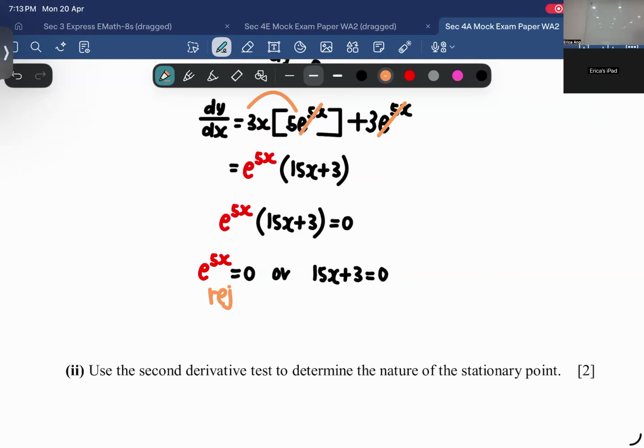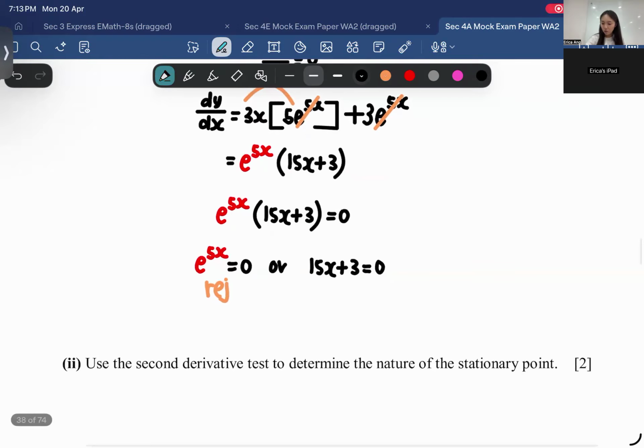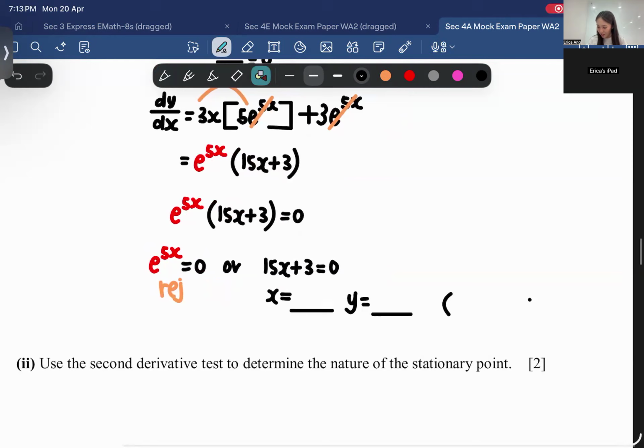Alright, please go and solve that. We should be able to get our x ready. So once you get your x value, please sub in to get your y value in terms of e. Then remember to write it as a coordinate. I'll go around and mark, okay?